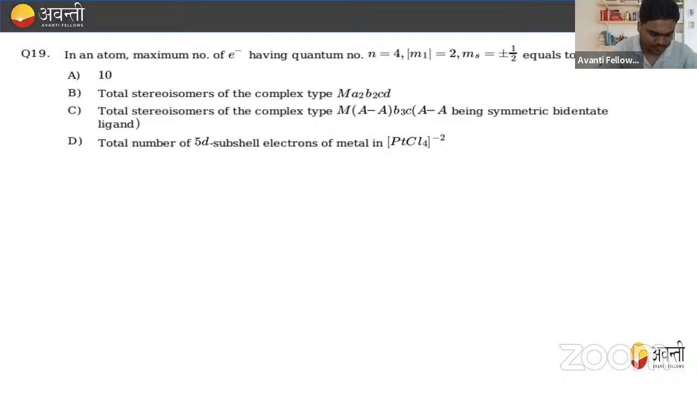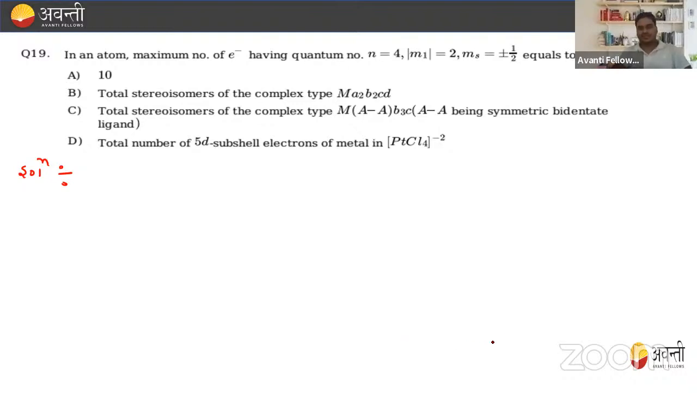Now, move to paper 2. We are going to solve some questions from paper 2. So how will you solve such a question? The first question is: in an atom, the maximum number of electrons having quantum number n equal to 4, ml equal to 2, and ms equal to plus 1 by 2.